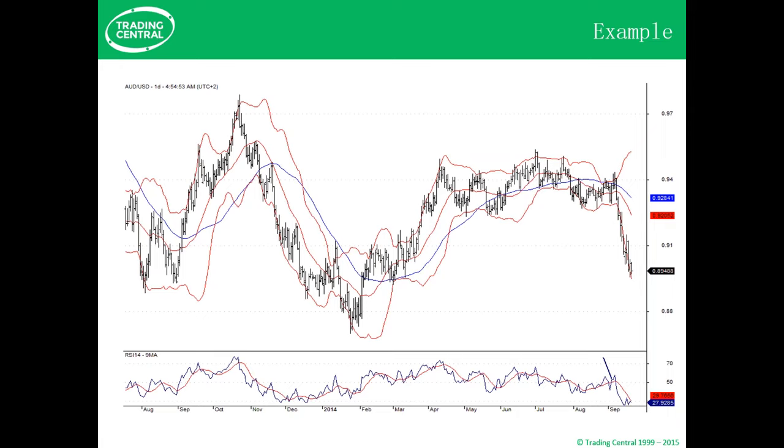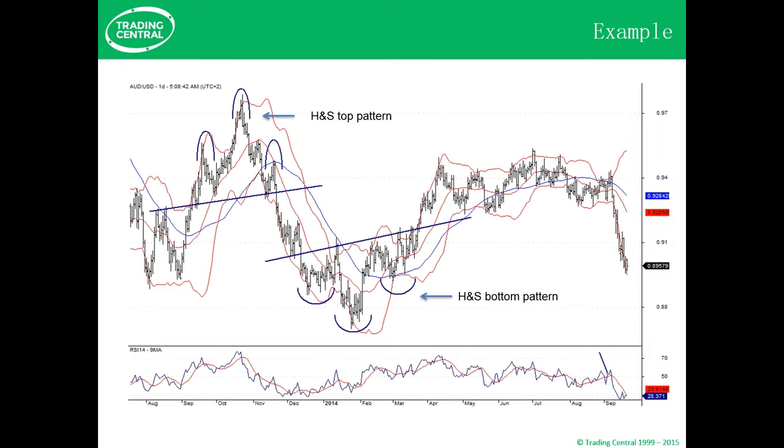Okay, great. Actually, in this example, there are two head and shoulder patterns. The first is the head and shoulder top. You can see the head and then two shoulders here. And then another one is the head and shoulder bottom, with the head and two shoulders here.